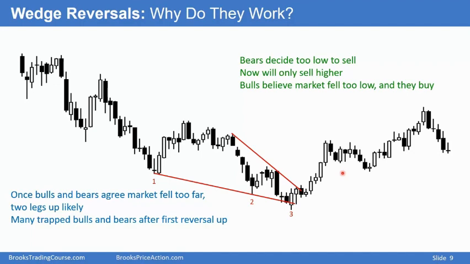The result is you have bears trapped into shorts, and they're looking to get out, and they buy. You have bulls trapped out of a long. They're hoping for any kind of a pullback, and they buy. The result is a second leg up.